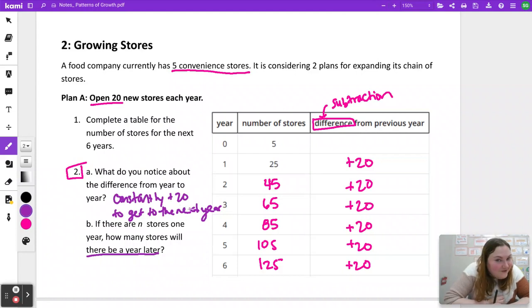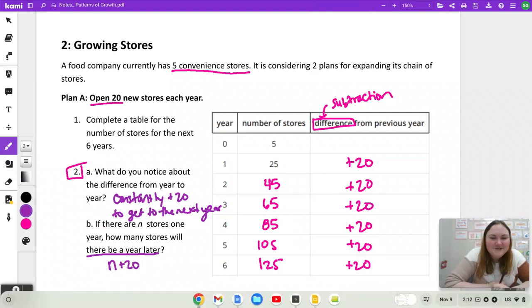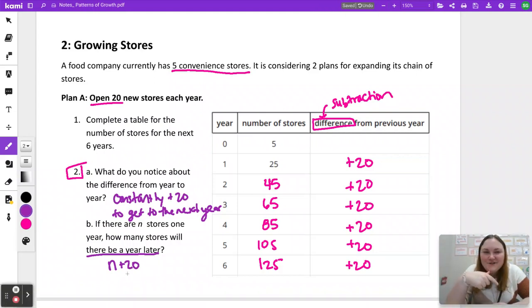Well, this pattern you noticed is going to be super helpful. You notice to get to the next year, we just have to add 20 each time. So if there are n stores this year, then next year I would have n plus 20. To figure out how many stores there are a year later, we're just adding 20 stores to how many stores there are now, or n stores, right?